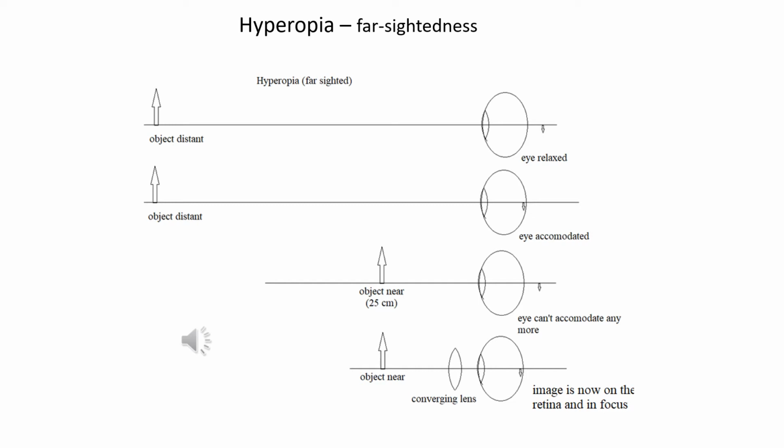So this can be corrected by putting a converging lens in front of the eye. And that lens brings that image, as you can see in the bottom picture, brings that image that was beyond the retina onto the retina so now it's in focus. So hyperopia, farsightedness, can be corrected by a converging lens that allows people to see things at the normal near point, about 25 centimeters.